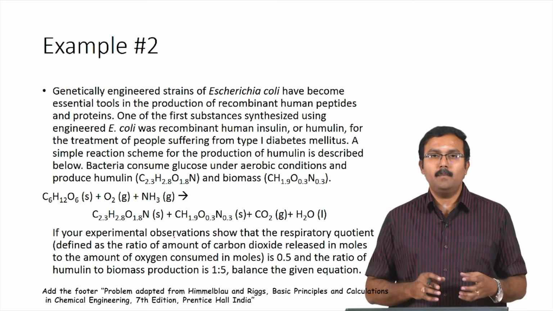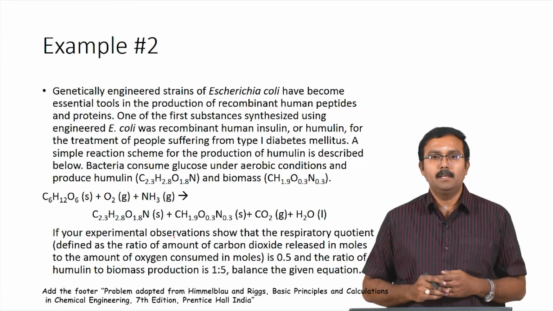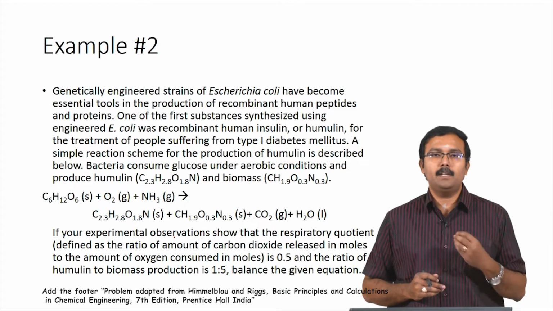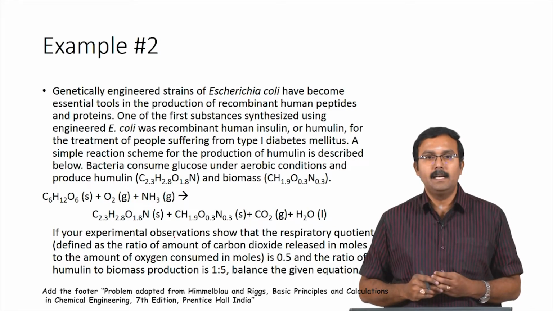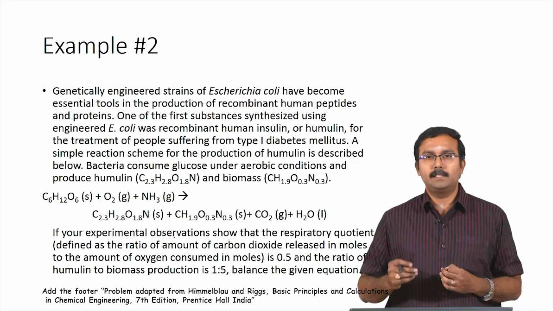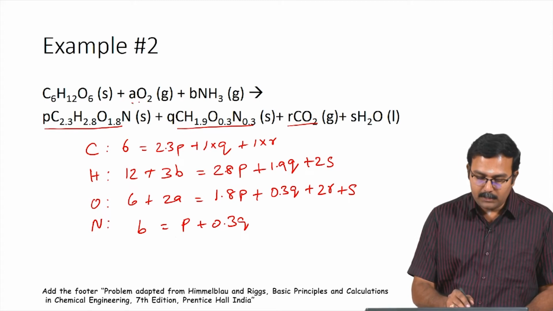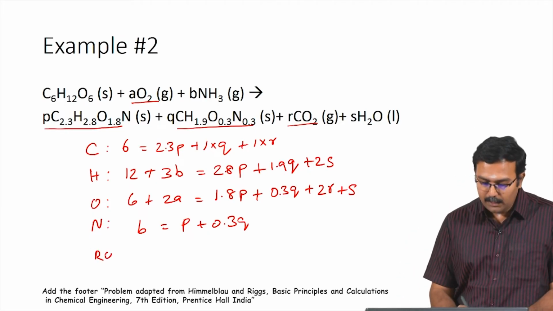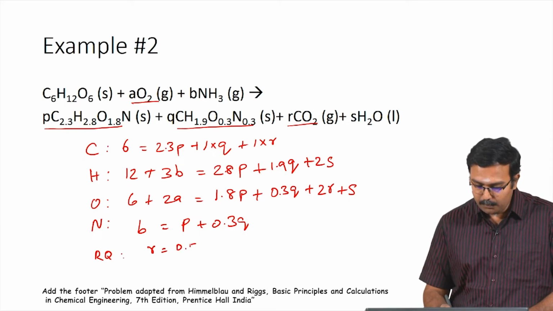In addition to these stoichiometric quantities which we got from the equation, two other pieces of information have been provided to you in the problem. The problem statement tells you that the respiratory quotient is 0.5 and it also defines what the respiratory quotient is. It is the ratio of the amount of carbon dioxide released in moles to the amount of oxygen consumed in moles. Based on the reaction we have, the amount of oxygen consumed is A moles and the amount of carbon dioxide produced is R moles. So, based on the value given for the respiratory quotient, we can write R equals 0.5 A.